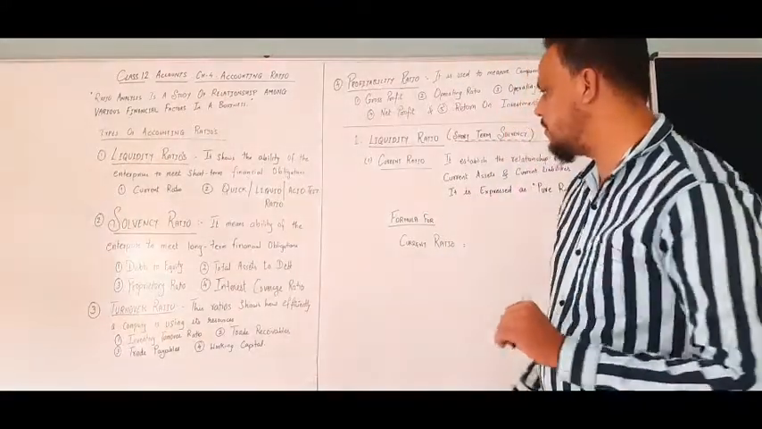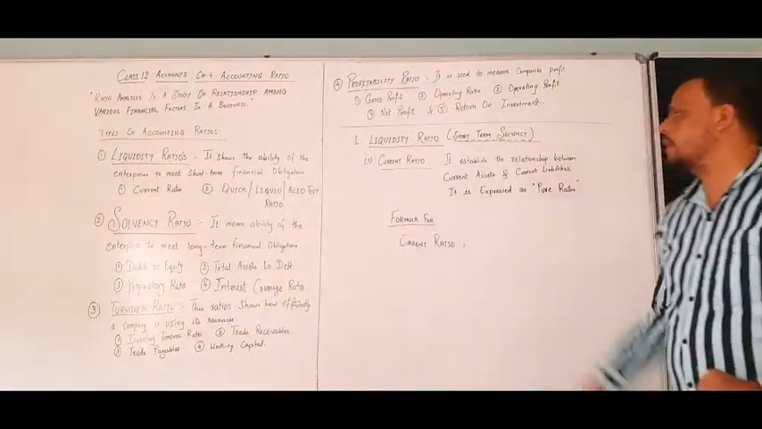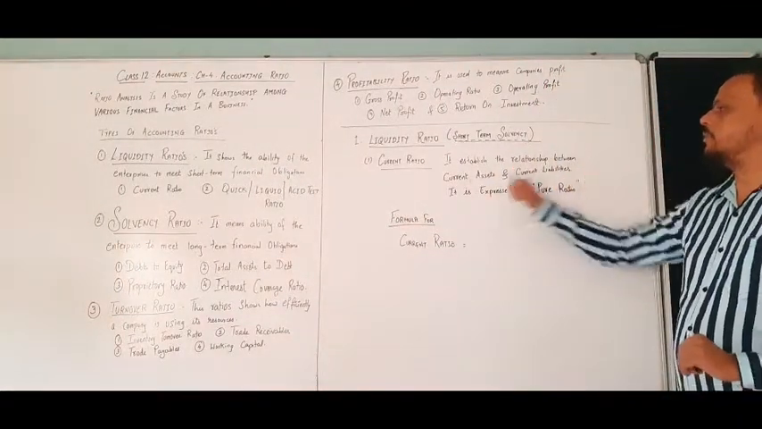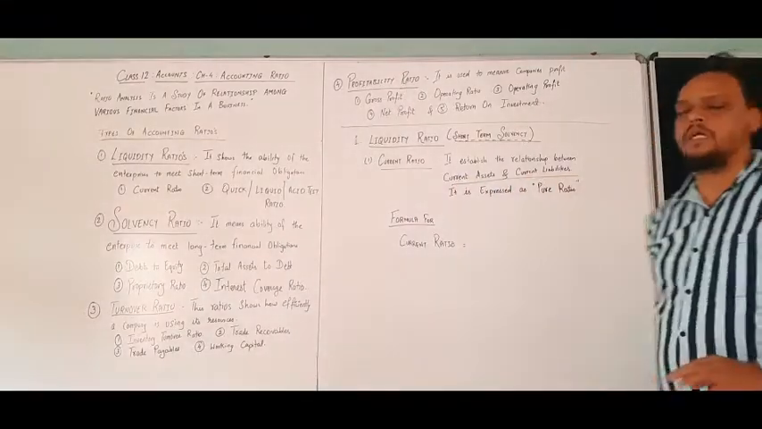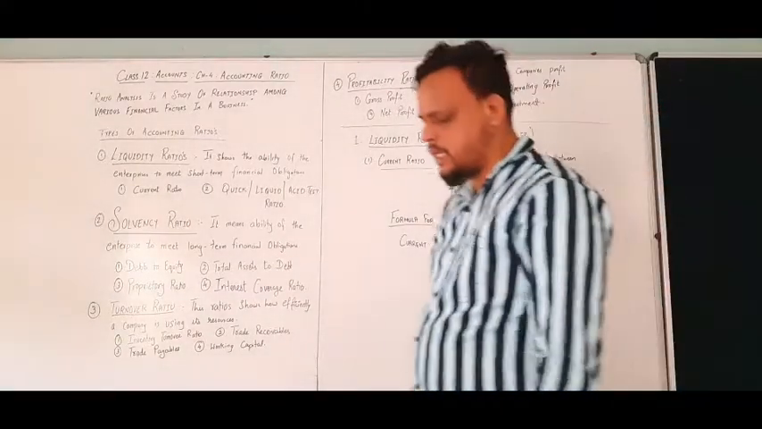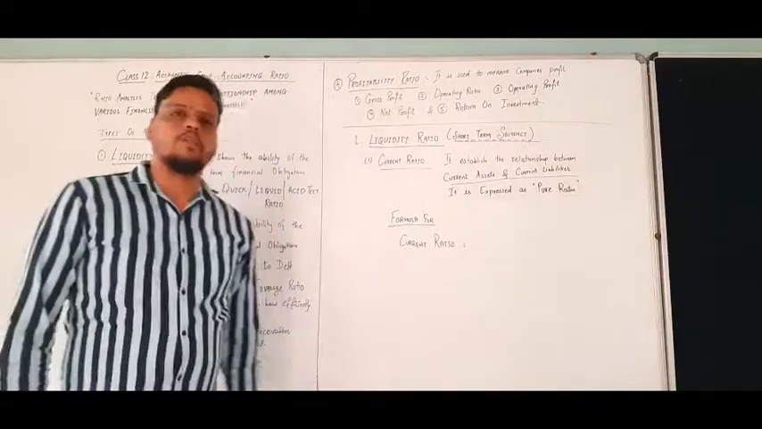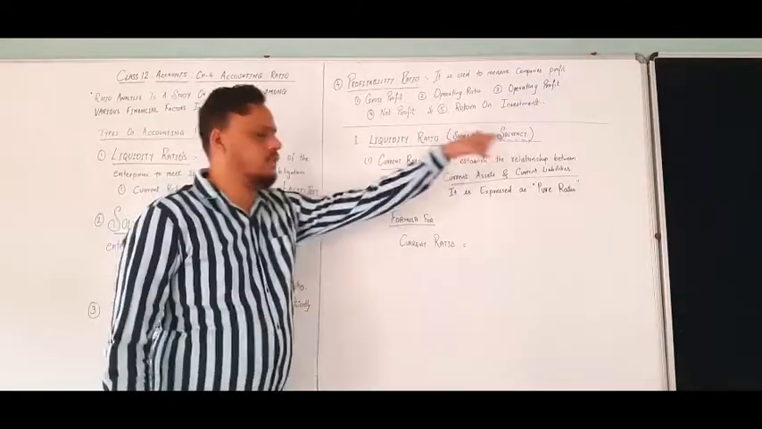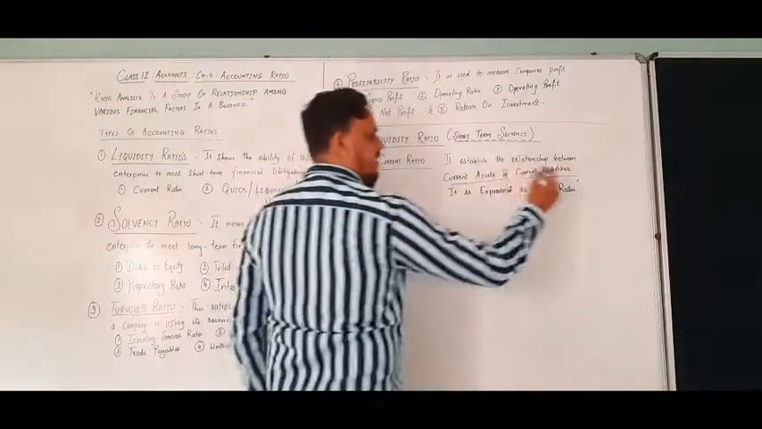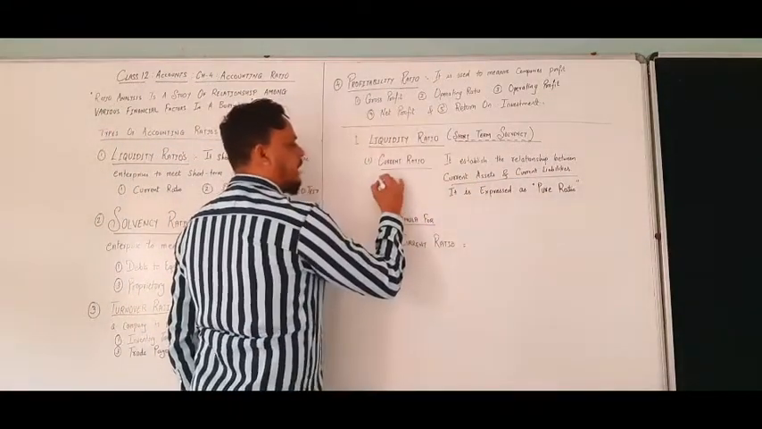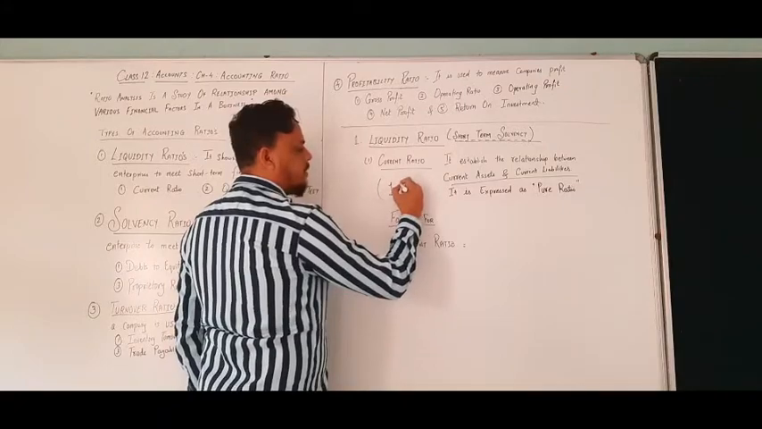Let's begin with this. Current ratio establishes the relationship between current assets and current liability. It has been very clearly said that current ratios are being measured with the help of current assets and current liability. As you know, current assets and current liabilities are being taken for the same year, or it will be within 1 year.